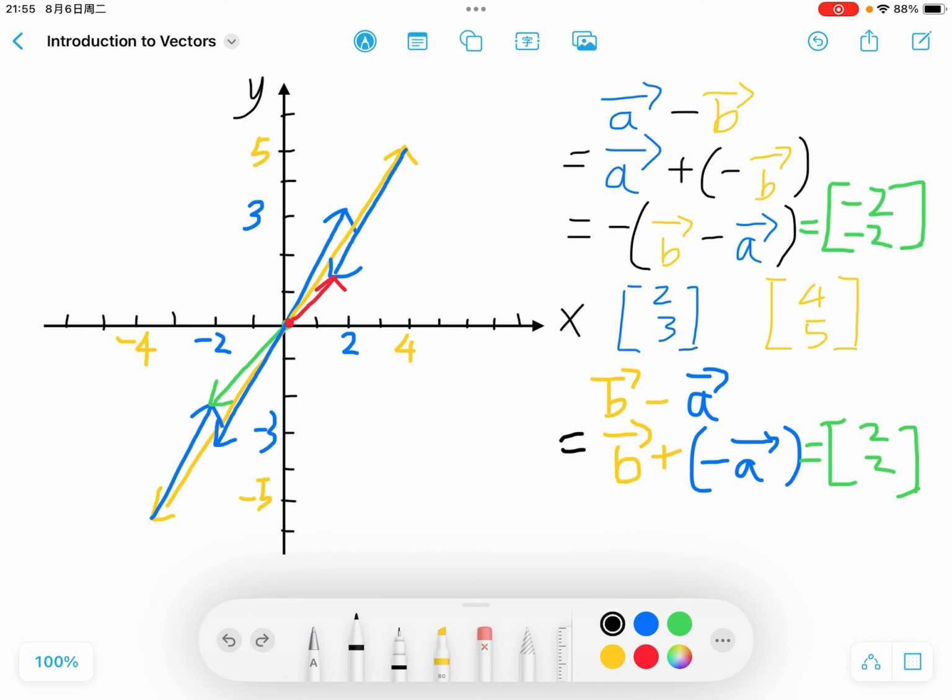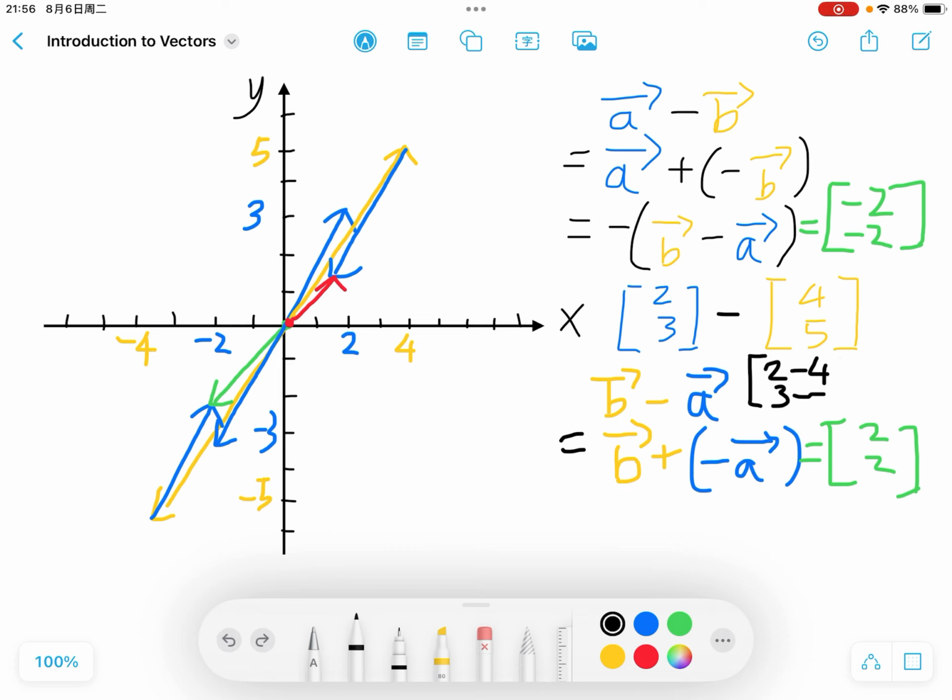So in fact, if I had two vectors now, and I want to subtract vector B from vector A, what I do here is I take the x components and I subtract 4 from 2, so I do 2 minus 4, and 3 minus 5. So that's actually how we can get negative 2, negative 2.